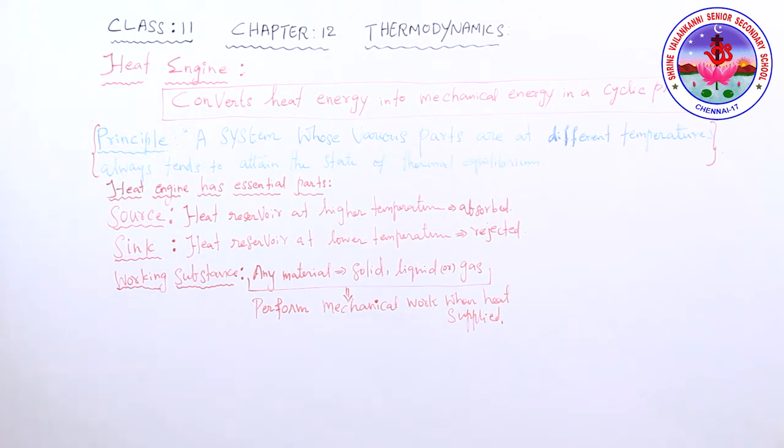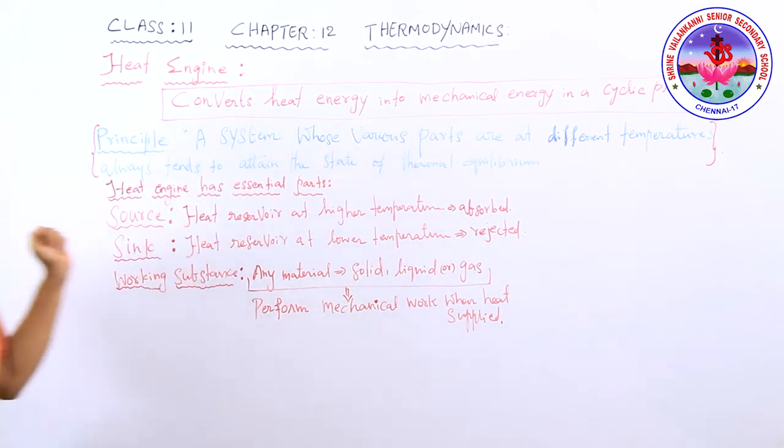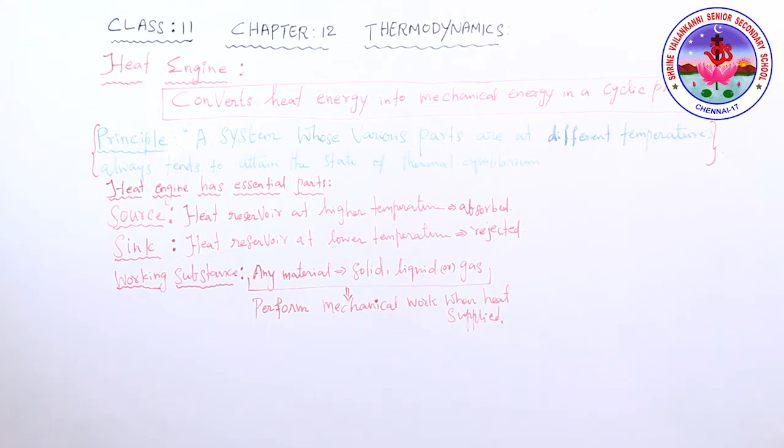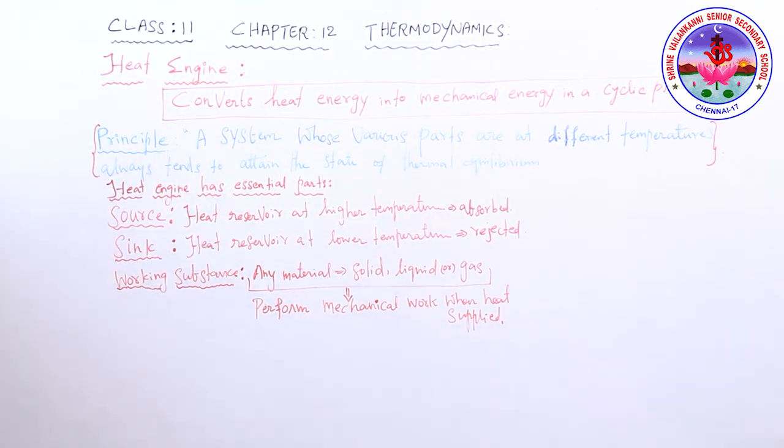Now in the cyclic process of operation, the working substance absorbs a definite amount of heat from the source. At what temperature, we said? At the high temperature. From the source at high temperature it takes the heat and converts part of the heat energy into mechanical energy. What is the meaning of that? Some work has to be done from it, right? So work is done for that particular heat energy.